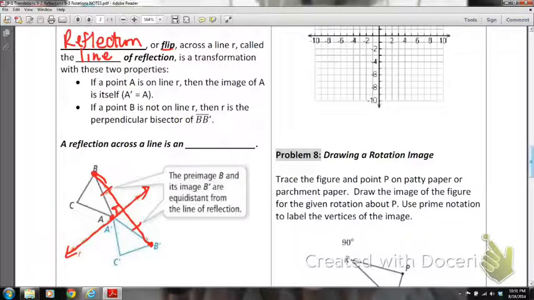Note that a reflection across a line is an isometry, which means that it preserves all segment lengths and all angle measurements from the preimage to the image for the reflection.